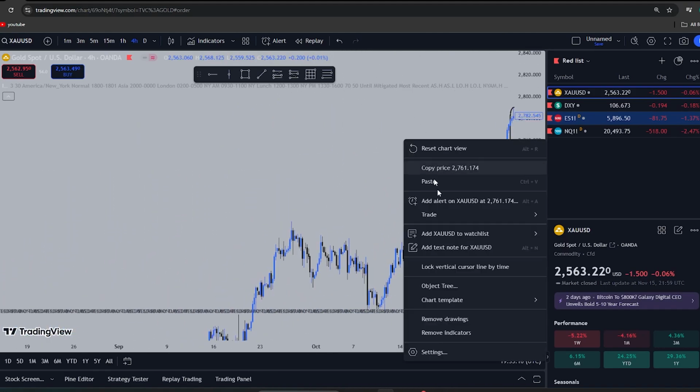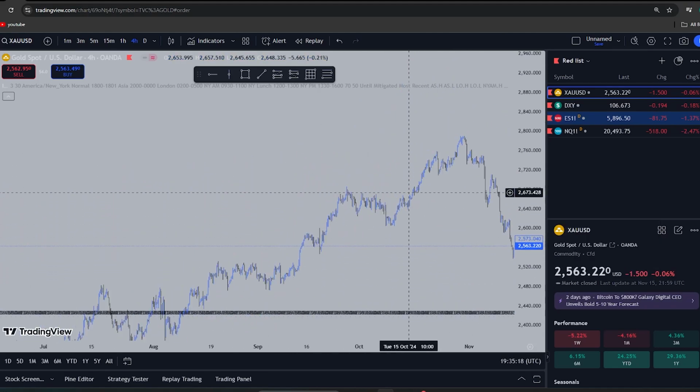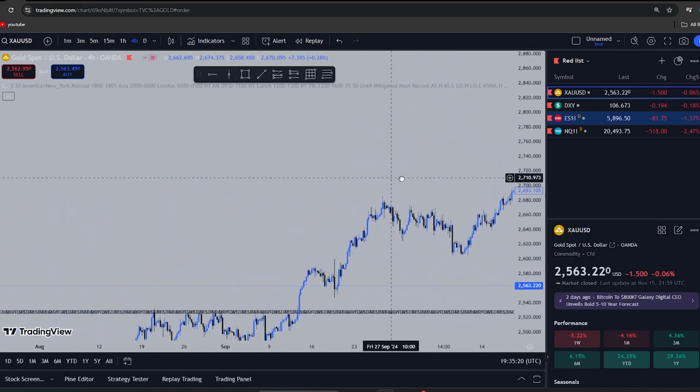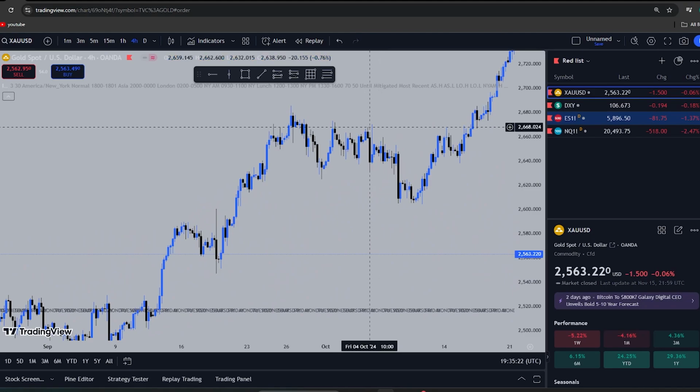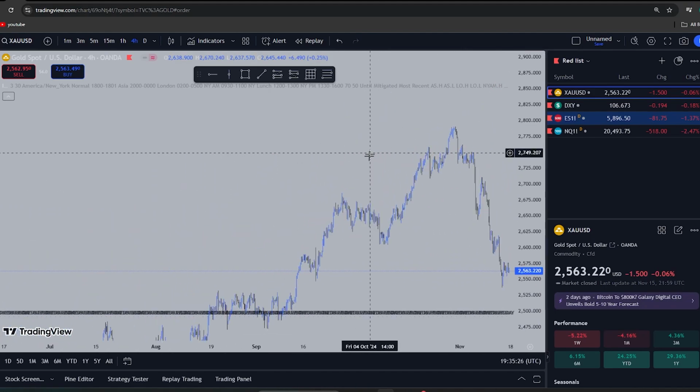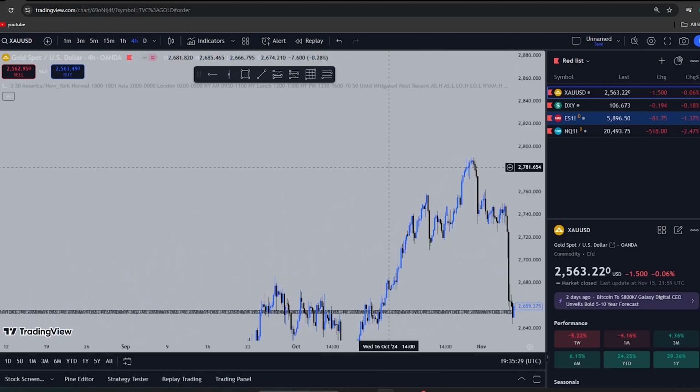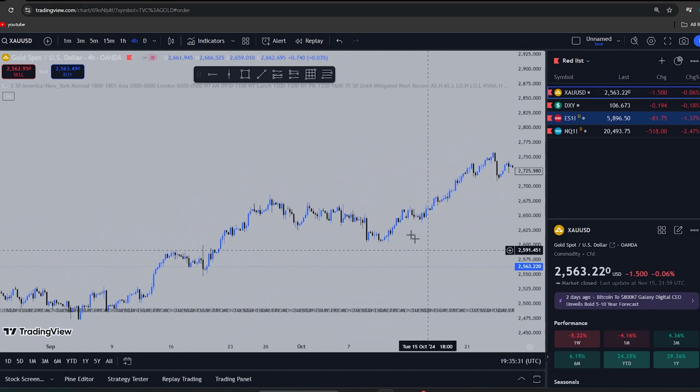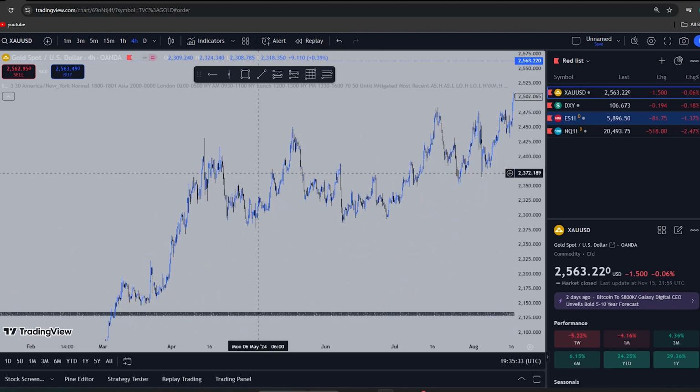This is really useful to identify, as we can join it with other confluences to take trades off, which we'll talk about later on in the series. I don't want to go through that right now. We're starting at the very basics.